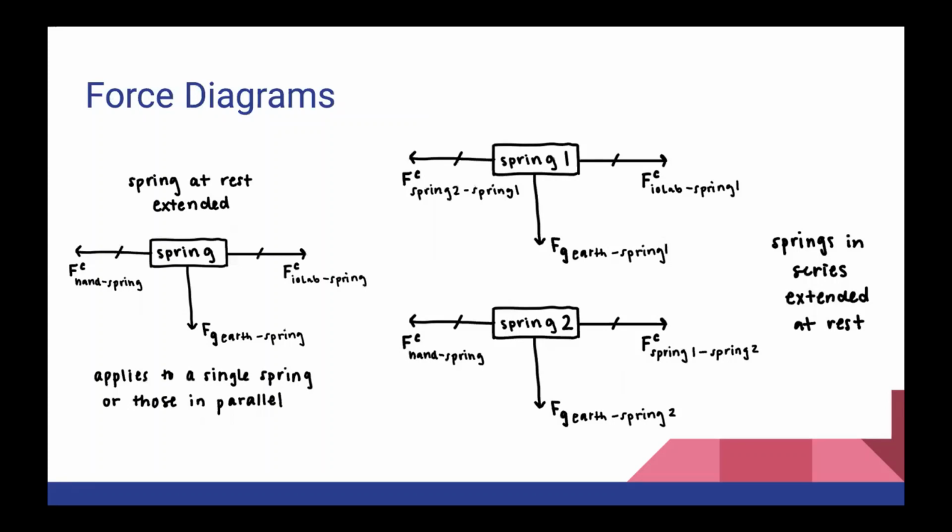You're looking at our force diagrams. These are all springs at rest that are already extended. So if we're looking at a single spring, or those in parallel, they would have the same. Each spring would have a force contact to the IOLab and one to the hand, and they're Newton's third law pairs. If we are looking at springs in series, there'd be a force between the 2 springs, and then one has force to the hand, one has force to the IOLab. All of those again are Newton's third law pairs.